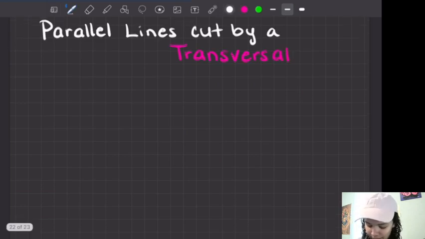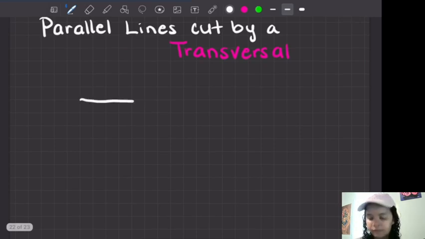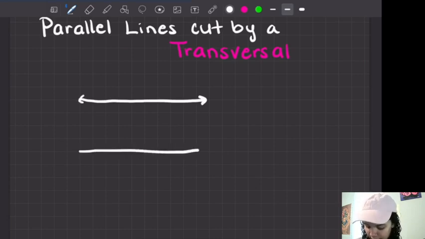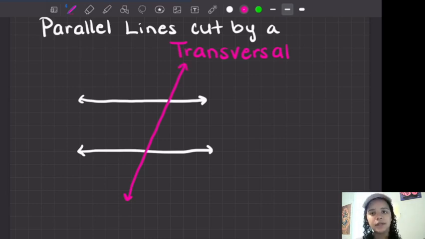But anyway, parallel lines, if you don't remember what those are, I talked about it in a previous video. So you can go ahead and watch that video on geometric terms to see that. But parallel lines are just two lines that never touch. And this little guy in pink right here is called a transversal. And a transversal is pretty much just a line that cuts through parallel lines. So that is the literal definition of a transversal, a line that cuts through parallel lines.